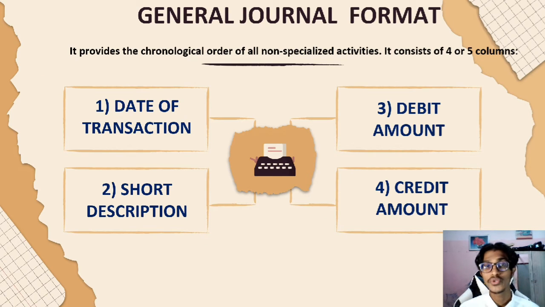Next, we move on to the general journal format. The general journal format provides the chronological order of all non-specialized activities. It consists of 4 or 5 columns. In order to write our transaction, we have to write our general journal format, which is: the first one is date of transaction, second short description, third debit amount, and lastly credit amount.